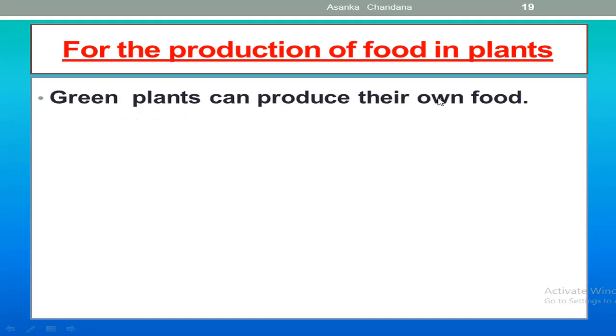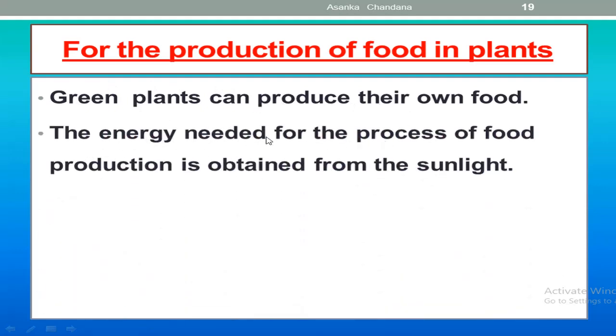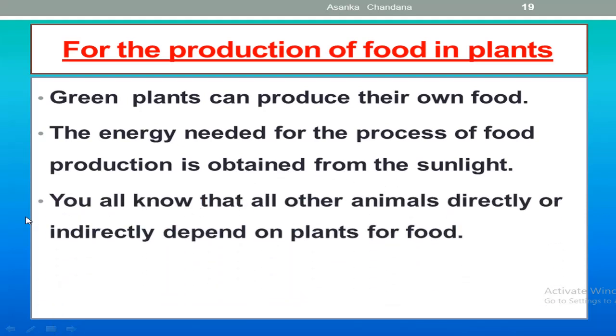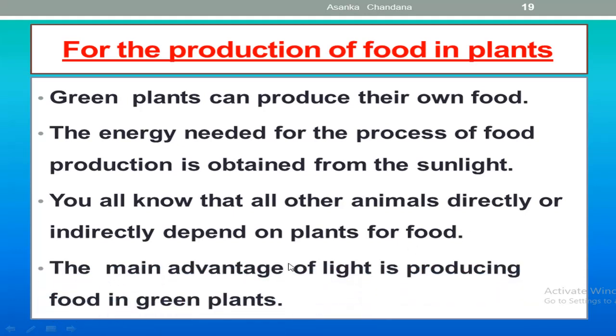Green plants can produce their own food. In our previous lessons also we have learnt that green plants can produce their own food. The energy needed for the process of food production is obtained from the sunlight. You all know that all other animals directly or indirectly depend on plants for food. So the main advantage of light is producing food in green plants.